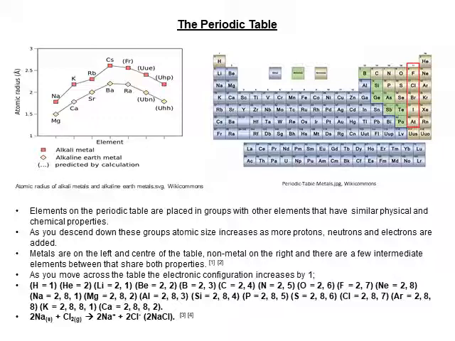Hydrogen 1, as there's only 1 electron orbiting and 1 proton in the nucleus. Helium 2, as you have the 2 on the outside. Lithium 2,1. Beryllium 2,2. Boron 2,3. And as shown below.